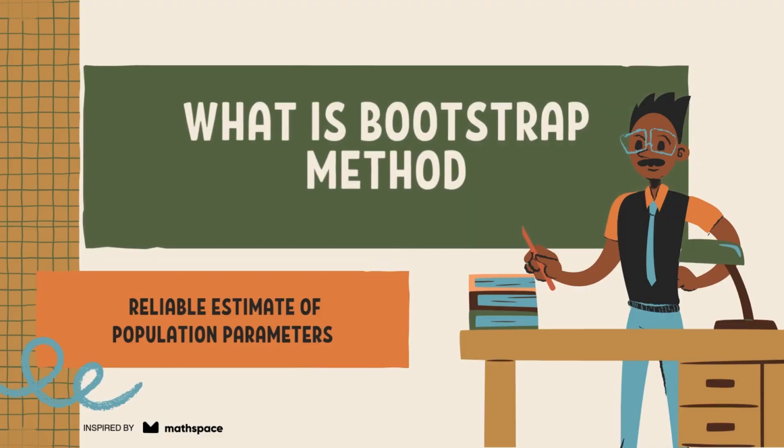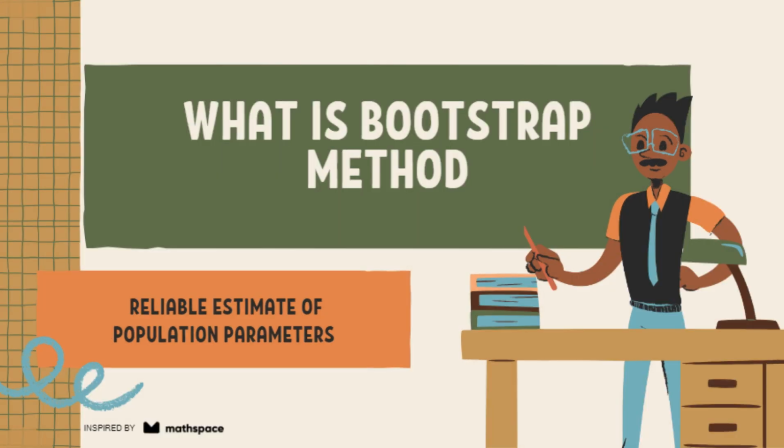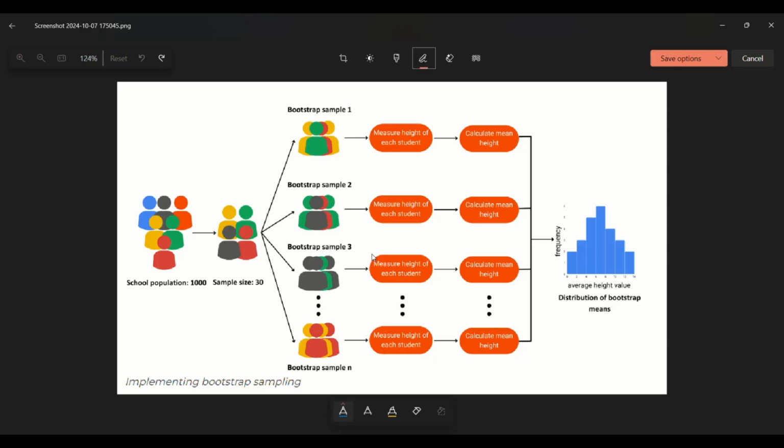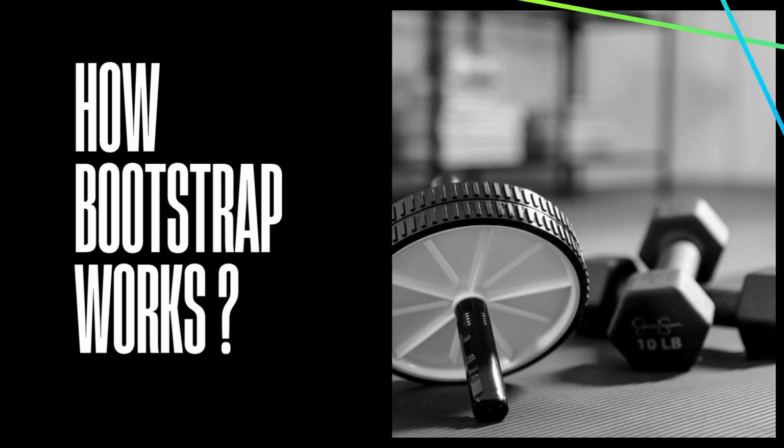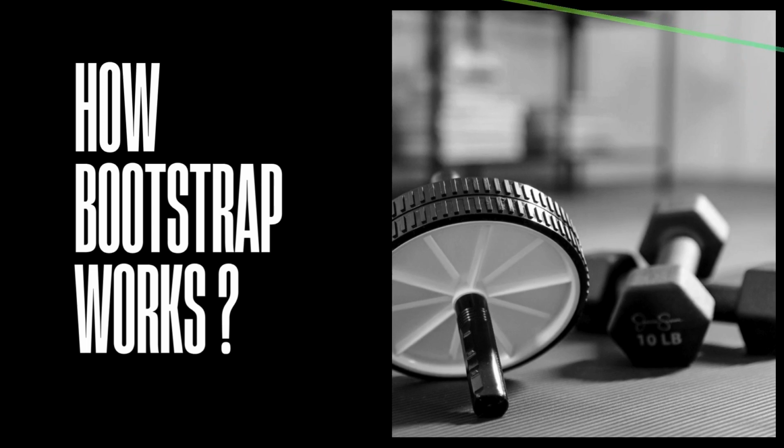So, what is Bootstrap? The Bootstrap method is a resampling technique that helps us estimate the sampling distribution of a statistic. Its primary purpose is to provide more reliable estimates of population parameters, allowing us to overcome the limitations of traditional methods. With Bootstrap, we can generate multiple samples from our original dataset, which helps improve the accuracy of our estimates. So how does Bootstrap work? For this, we will directly dive into a particular example.